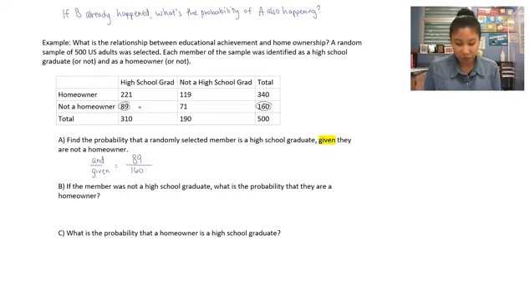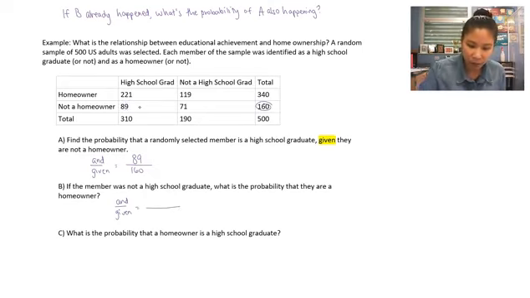Okay, so let's do another one. If the member was not a high school graduate, what is the probability that they are a homeowner? So here we're saying if the member was not a high school graduate, so this is our given information. You already know that they are not a high school graduate. So when we do and over given, what we're given is that they are not a high school graduate. So we're going to look at all the people who are not high school graduates, which would be the 190 people.